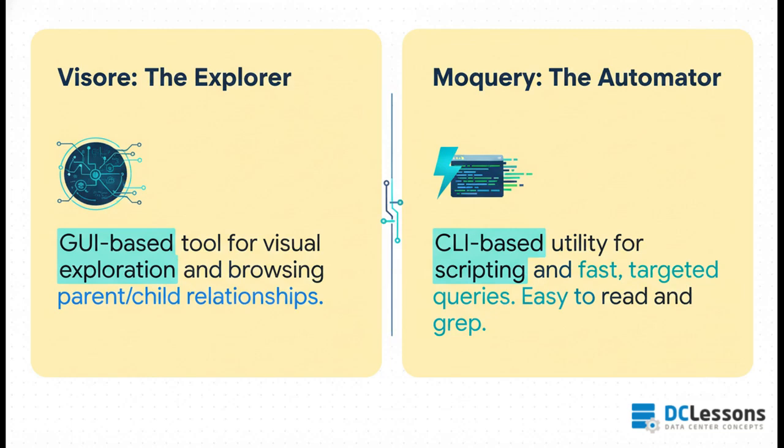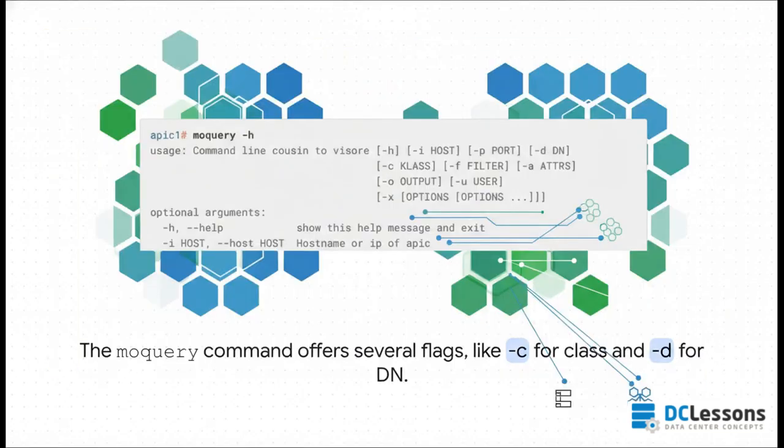It's a direct, scriptable query tool. If you know what you want and you need to get it fast, or get it over and over again in a script, moquery is what you're going to use. If you just hop on an APIC command line and type moquery -h, you'll see all the options. But the big ones you'll use all the time are -c for class, to find all objects of a specific type, -d for a specific DN, to zero in on one exact object, and -f to add filters, which lets you get really specific about what you're looking for.